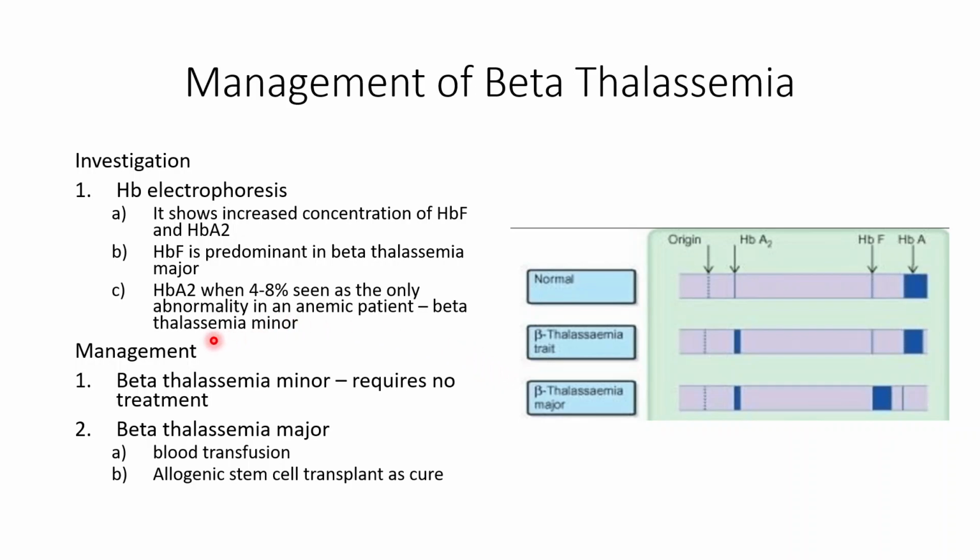What is the management? In case of beta thalassemia minor, it does not require any significant treatment. It is compatible with life. In case of beta thalassemia major, these patients require repeated blood transfusions to maintain their hemoglobin levels, and they can also be offered a stem cell transplant, which is curative for beta thalassemia.